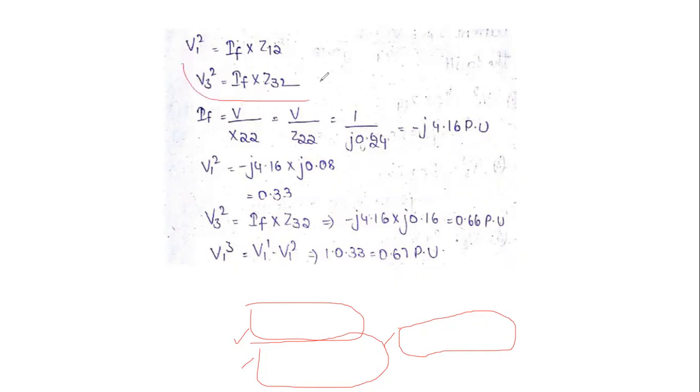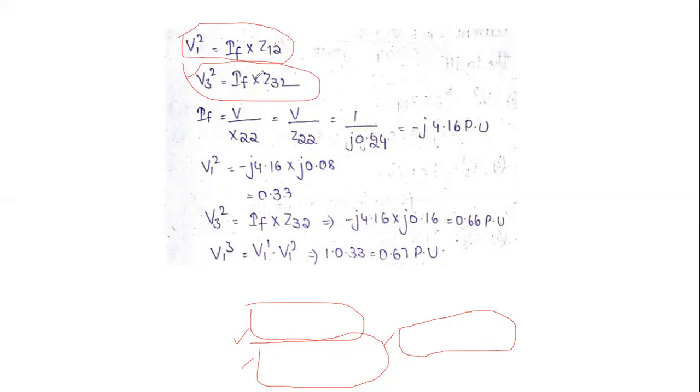This is the voltage at bus 3 during fault condition formula, and this is the voltage at bus 1 during fault condition formula. IF into Z32 gives the voltage at bus 3. What is meant by Z32? V1 square is IF into Z12, where 1 is the bus and 2 is the fault condition.